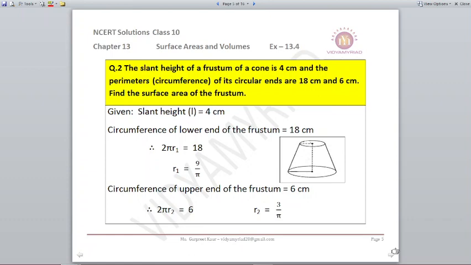Now here we are given the slant height, 4 centimeters. We are also given the circumference of both the ends. So the lower end, if I see, its circumference will be 18 centimeters. It is bigger in size. So 2 pi r1 will be 18, so r1 comes out to be 9/pi. Same way, the circumference of the upper end is given to us as 6 centimeters. So 2 pi r2 will be 6, so r2 comes out to be 3/pi.